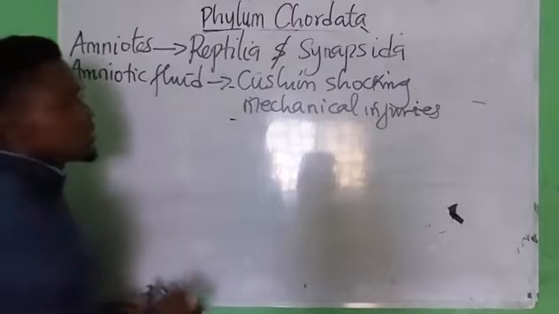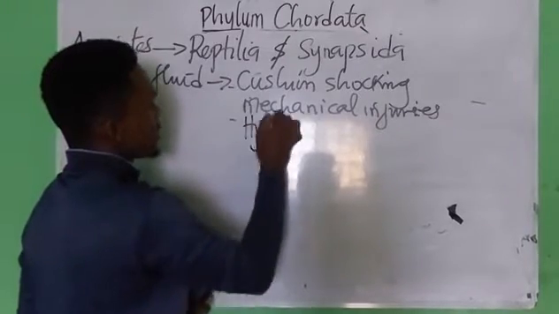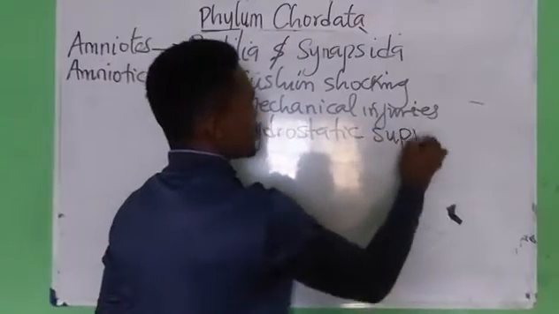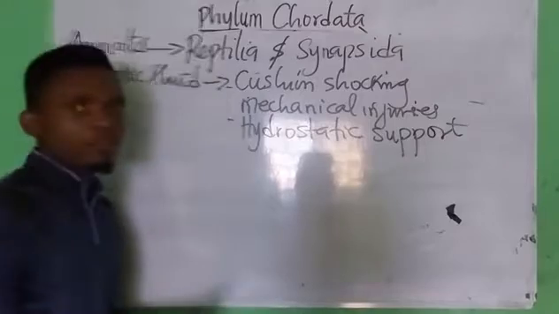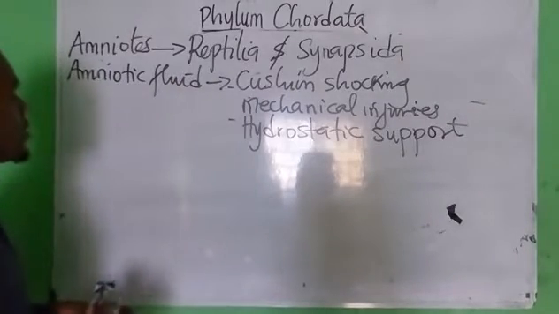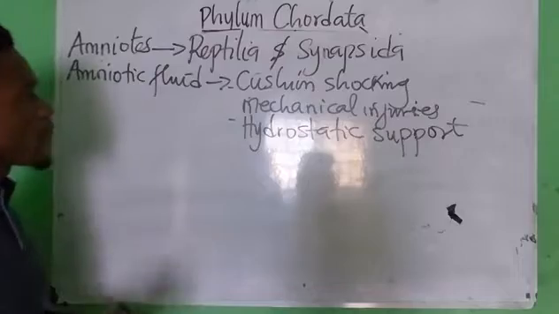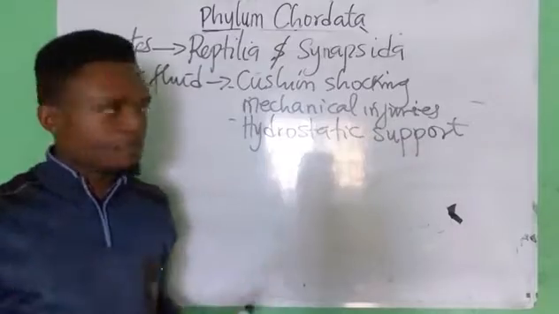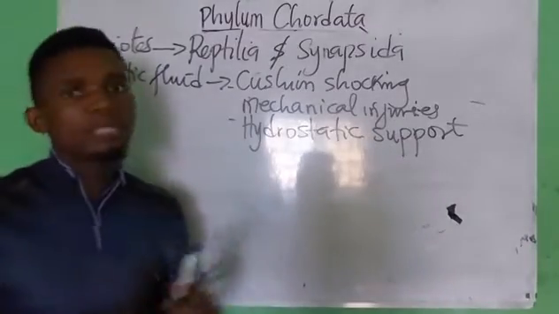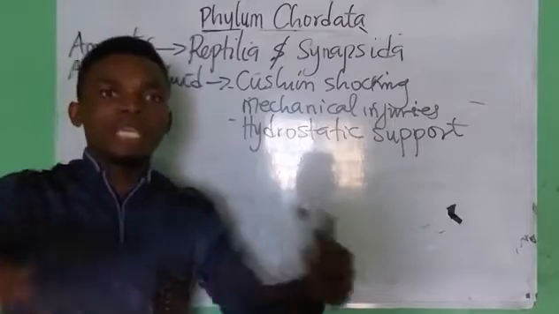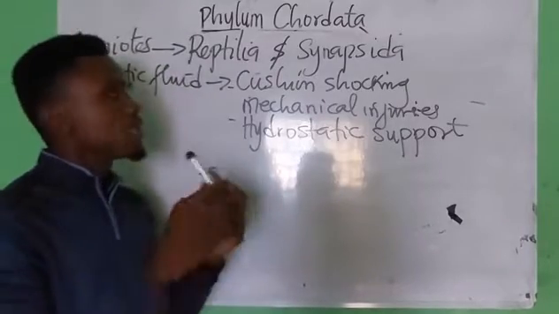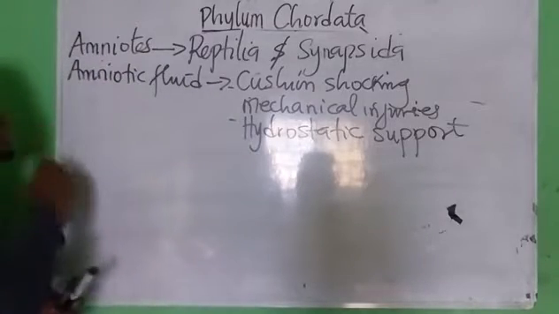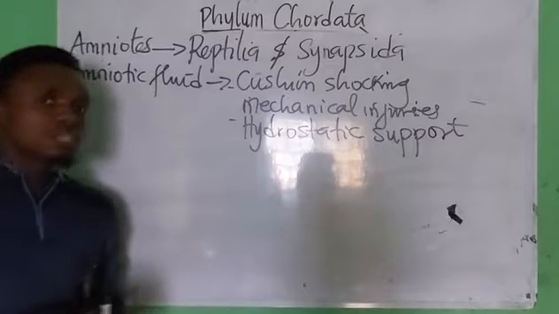Owing to the fact that it is a fluid, it also provides a type of what? Hydrostatic support for the developing embryo. Now, this same fluid also fights against infection, and it also permits the easy movement of the embryo in the uterus. You know, the uterus is where this embryo is situated. All right, that is the womb. So those are the functions of the amniotic fluid.